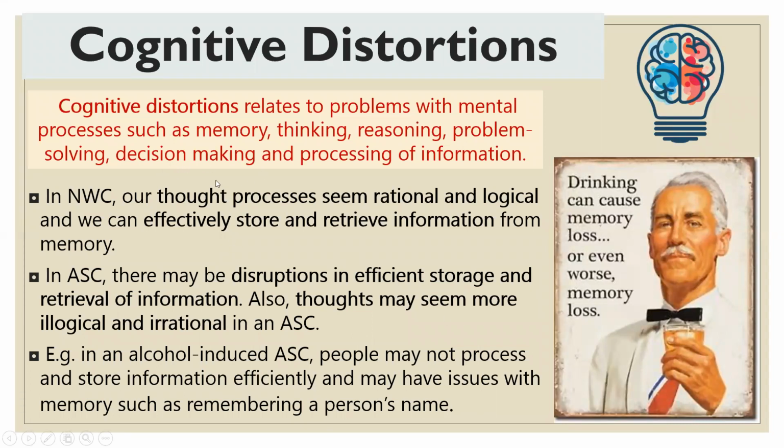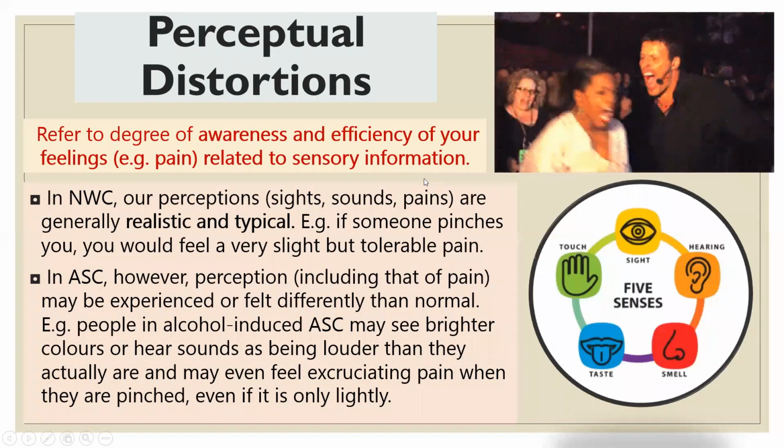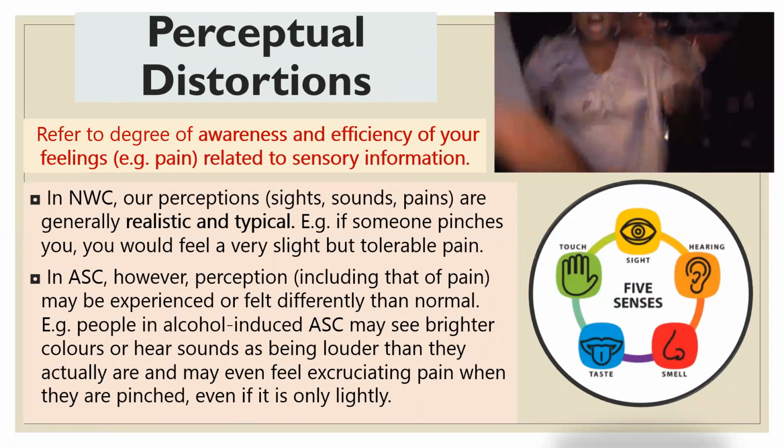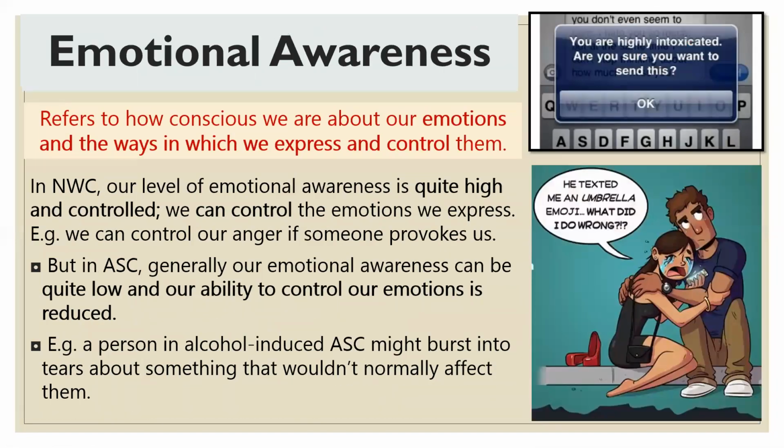So all of these things are examples of how our cognition, our brain's ability to think, problem solve and use judgment properly, actually gets affected or distorted when we are in an altered state of consciousness compared to normal waking consciousness. Okay, so just learn 2 examples for how cognitive distortions occur and 2 examples for how perceptual distortions can occur. Usually for these, you'll get scenarios and you'll have to just interpret the scenario.